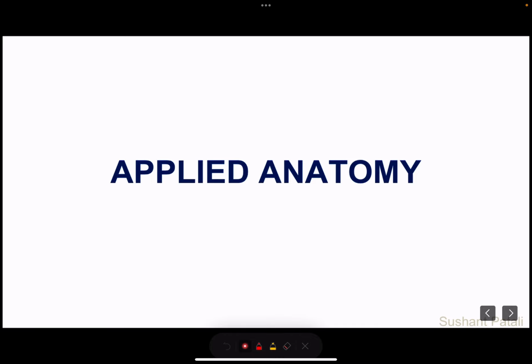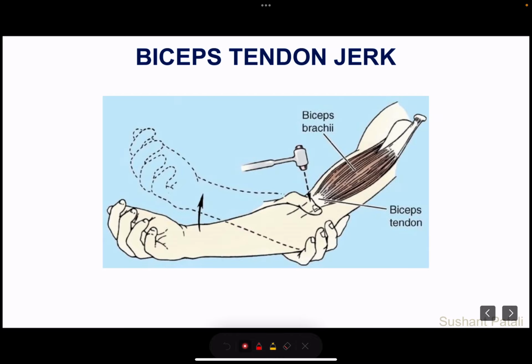Now coming to the applied anatomy of the cubital fossa, what we have here in the cubital fossa is the tendon of the biceps brachii. So we can check the integrity of the C5 root through the musculocutaneous nerve. What is the root value of musculocutaneous? C5, C6, C7. So this musculocutaneous nerve is actually going to supply the muscles of the front of the arm. So to check if the C5 nerve root is intact, the biceps tendon jerk can be performed.